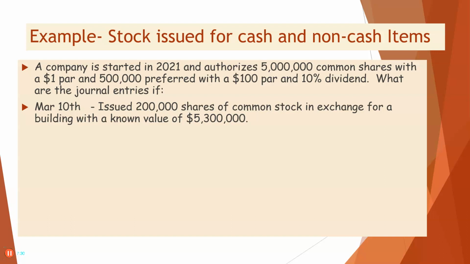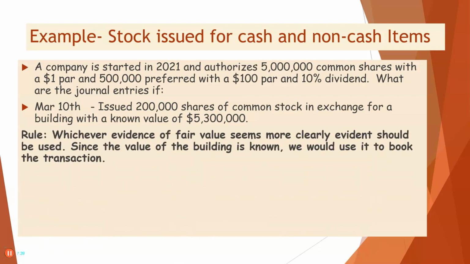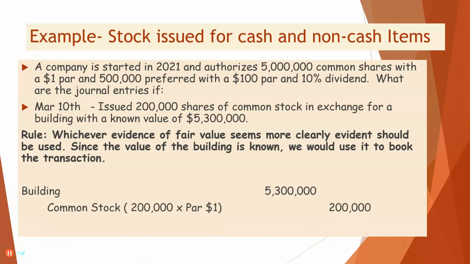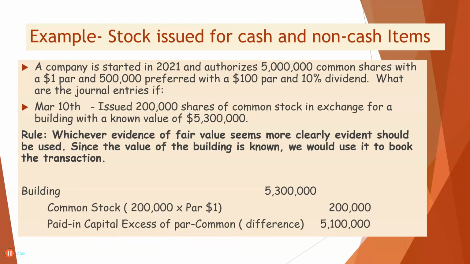Now, on March 10th, we issued 200,000 shares of common stock in exchange for a building with a known value of 5.3 million. The rule: whichever evidence of fair value seems more clearly evident should be used. So the value of the building is known, so we would use that. So the building would be 5.3 million. The common stock would be 200,000 shares times $1, and the difference would go to paid-in capital. That concludes Part 1 for this chapter.